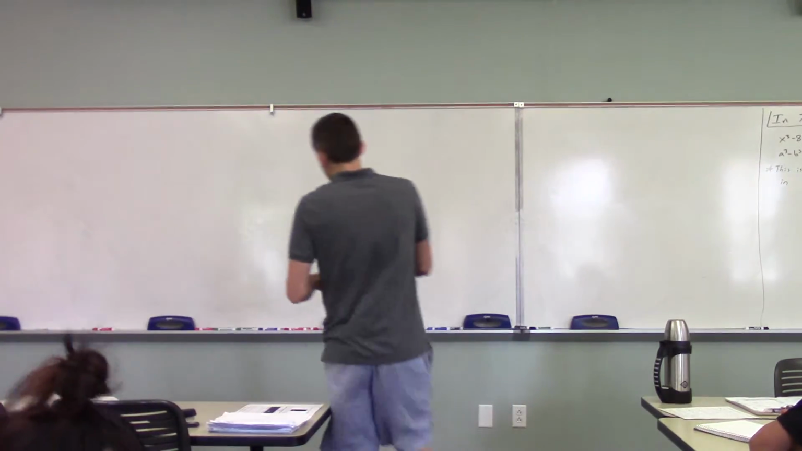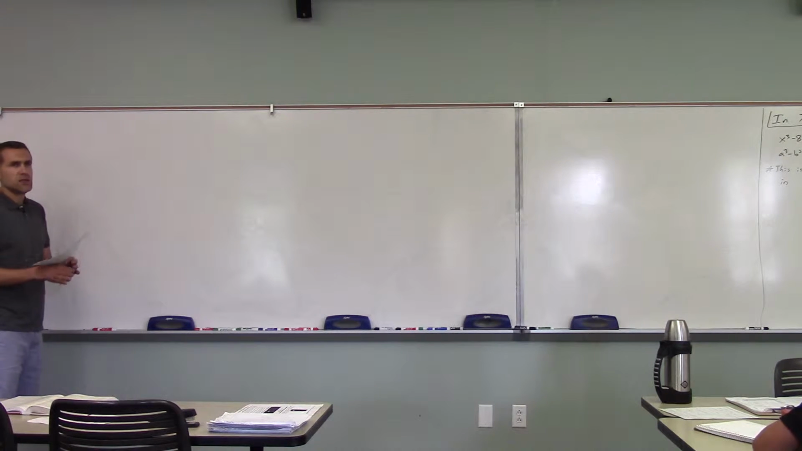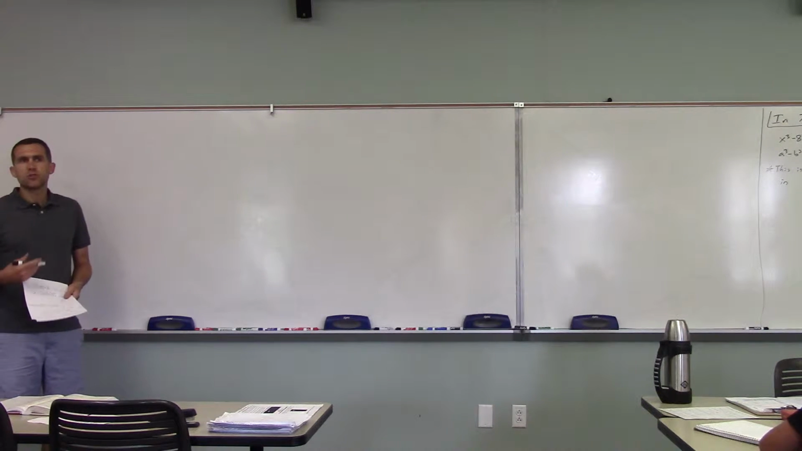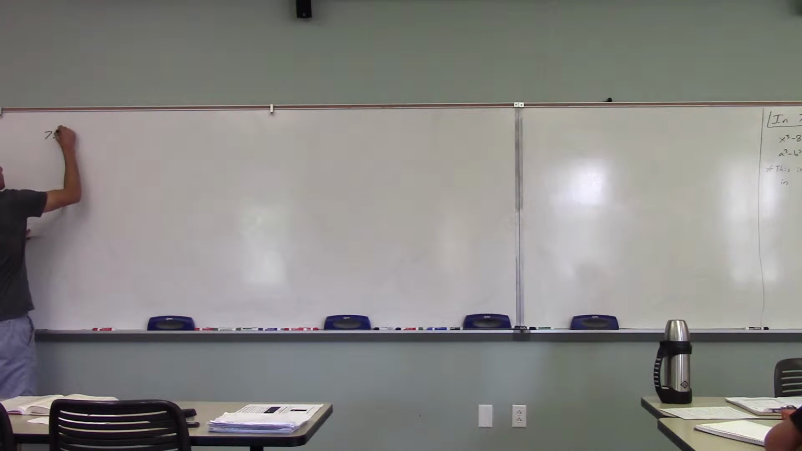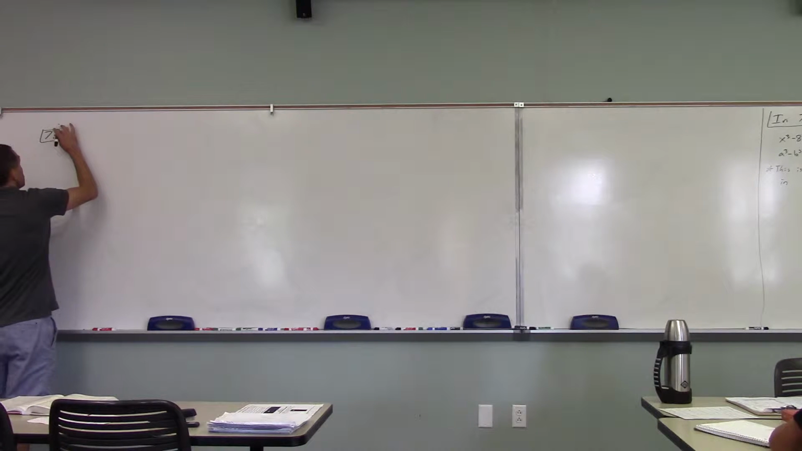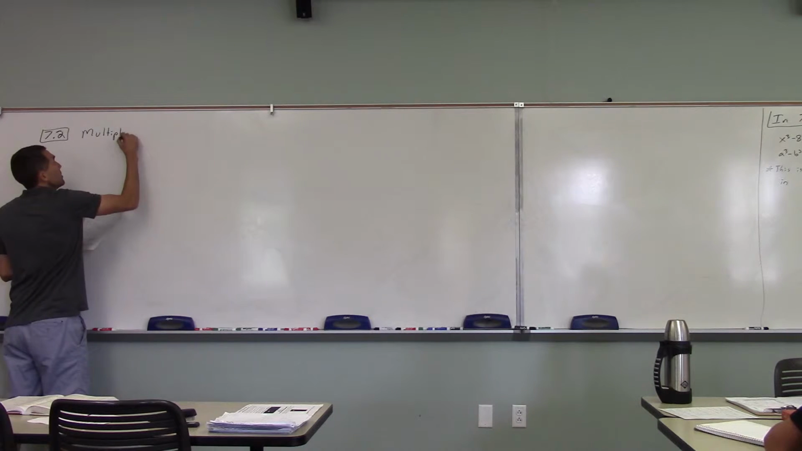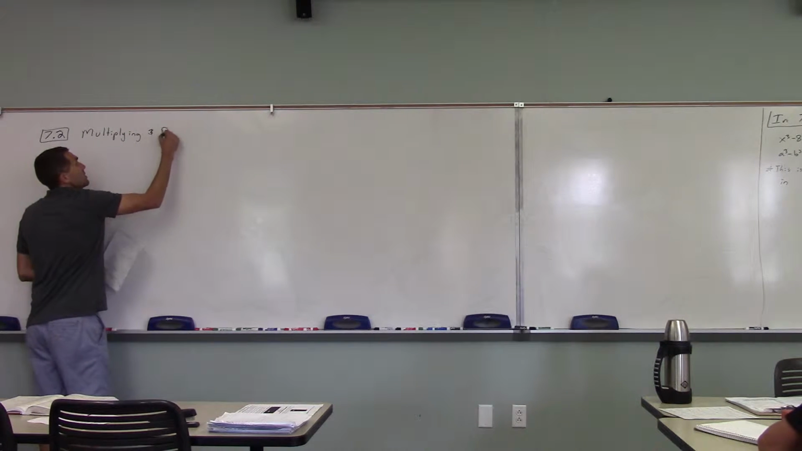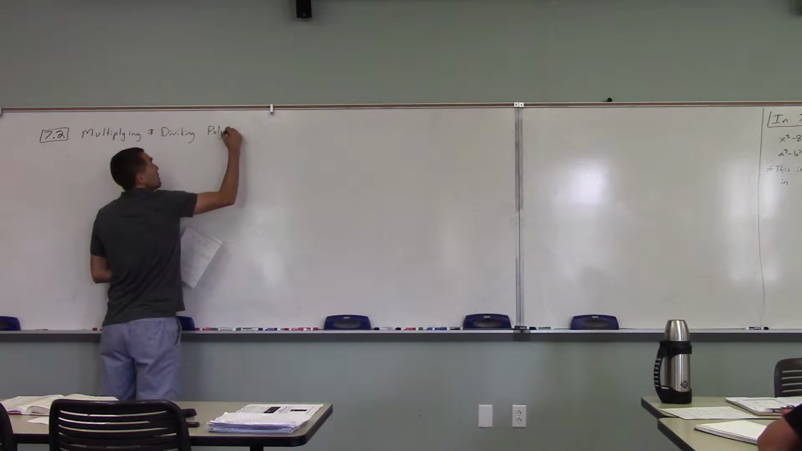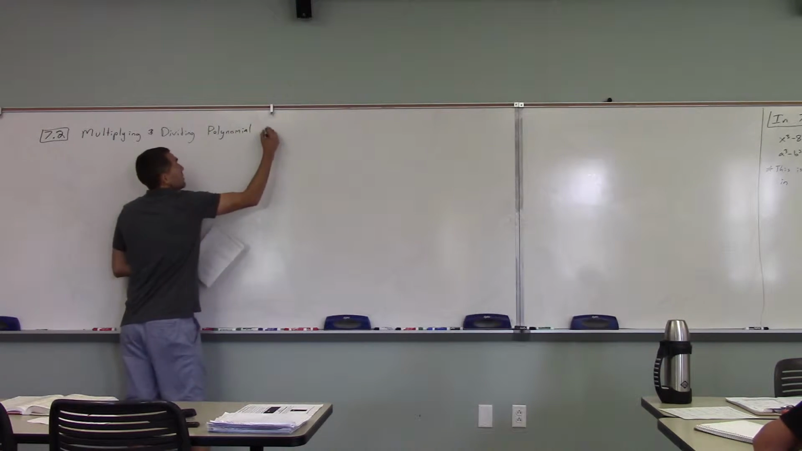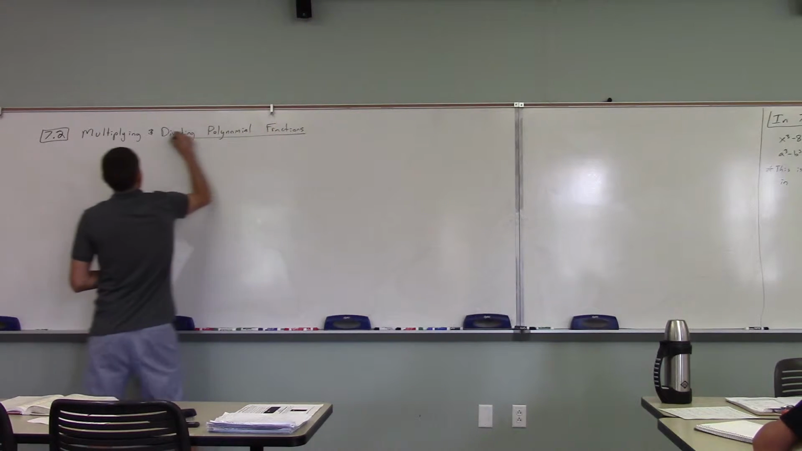7.2 is a really nice transition from 7.1 because there isn't really much new. You're just exercising two skills that you already have. So 7.2 is multiplying and dividing polynomial fractions.